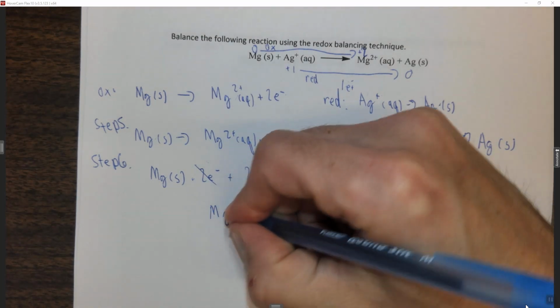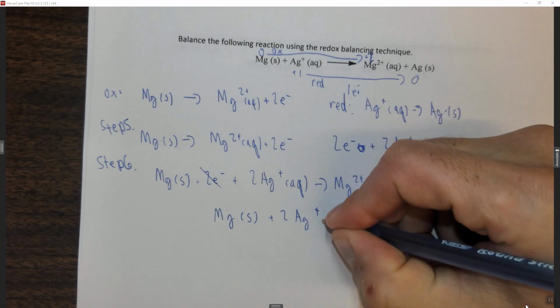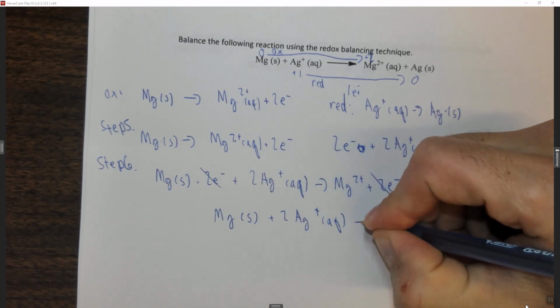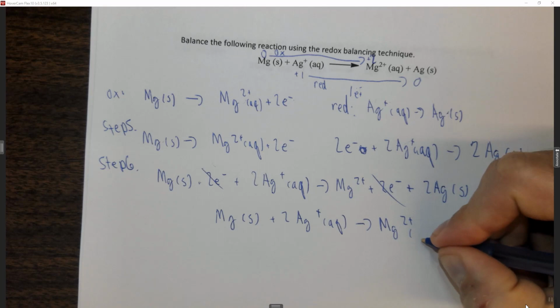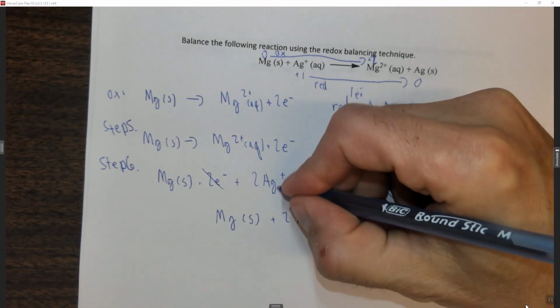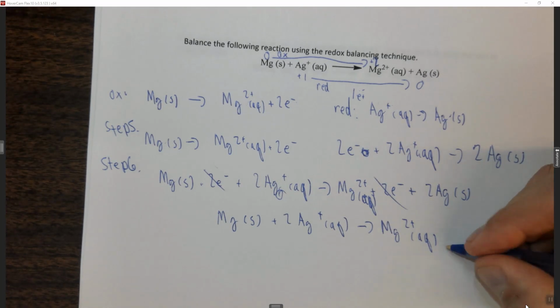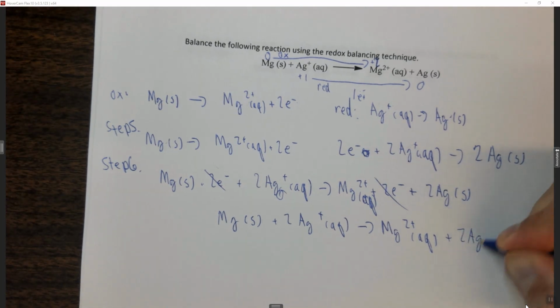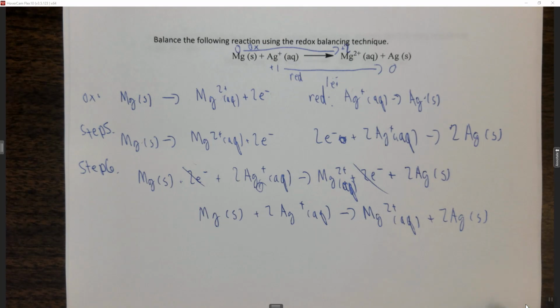So the final reaction is Mg solid plus 2 Ag plus aqueous yields Mg2 plus aqueous. I needed to have an aqueous here. All right, plus 2 Ag solid. So this is the overall balanced reaction.